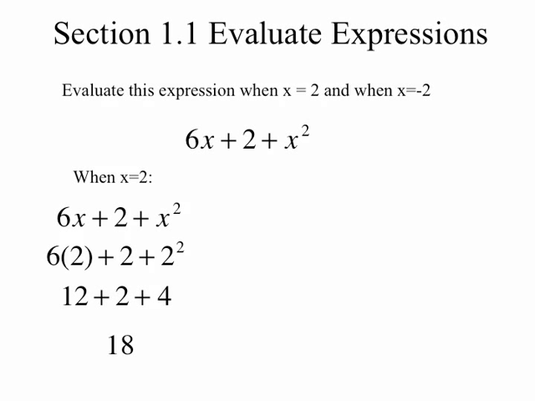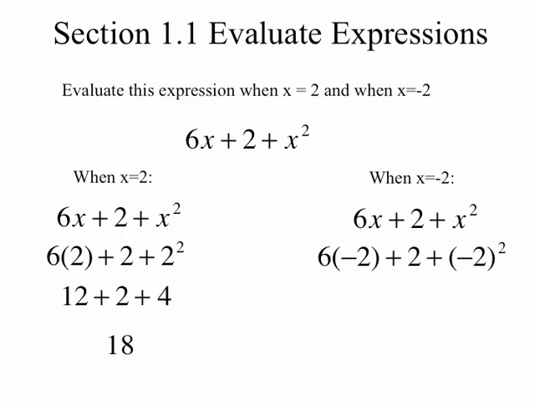We can also evaluate the expression when x equals negative 2. And again, in this case, we replace each of the x's in the expression with a negative 2. When we do that, 6 times negative 2 is negative 12, and negative 2 squared is positive 4. Then, when I add those three terms together, I get a total of negative 6. So you can see the expression took on a different value depending on what I plugged in for x.